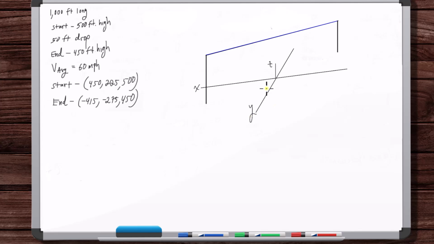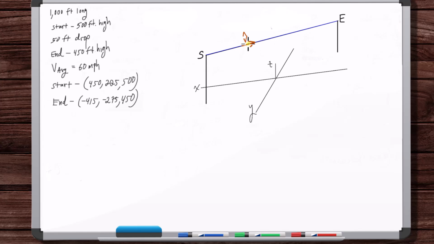Okay, so all we need to do is get a unit vector that's pointing in the direction of the zip line. Since we know that this is the start and this is the end, we just need a unit vector pointing in this direction. Because if we have that, then all we need to do is multiply the unit vector by the average velocity magnitude, 60 miles per hour, and that will just scale up the vector to a value of 60 miles per hour in the correct direction.